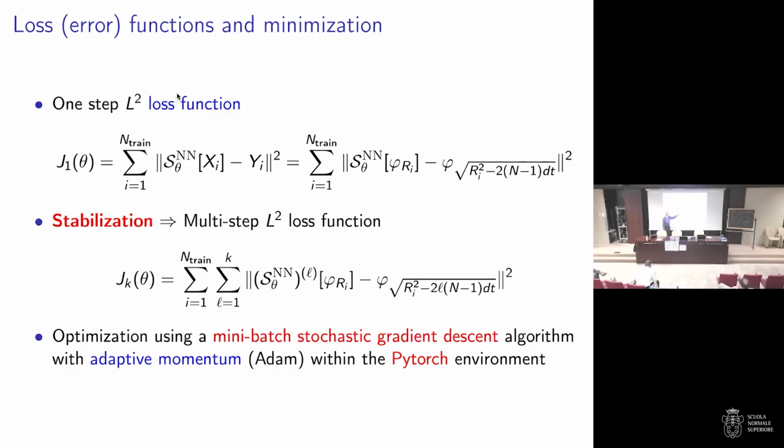So you do that, let's say, for 5 consecutive steps, and you penalize the successive actions of your neural network, and you compare with what is the ideal result you should obtain.